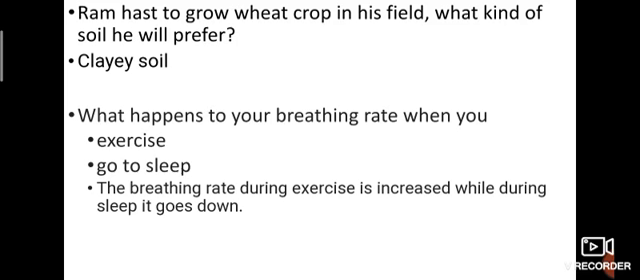Okay. What happens to your breathing rate when you exercise and when you go to sleep? During exercise, how is your breathing rate? It is very high. Okay, breathing rate is increased. Then when you go to sleep, it goes down. Okay, the breathing rate is low.